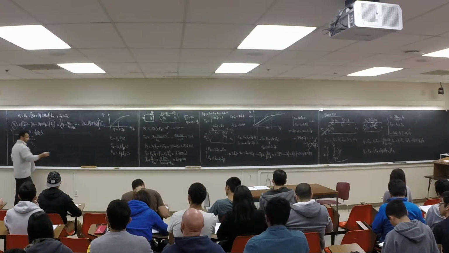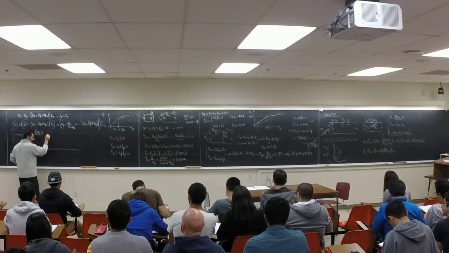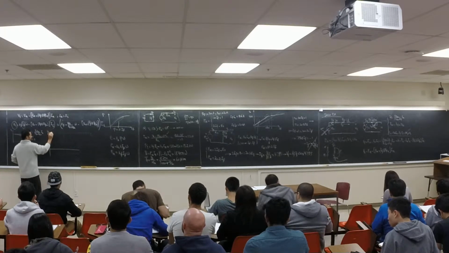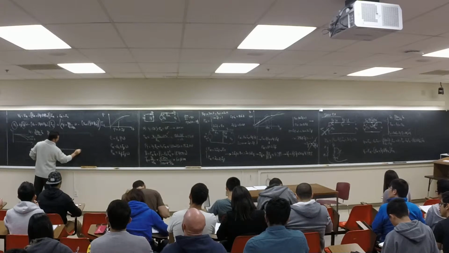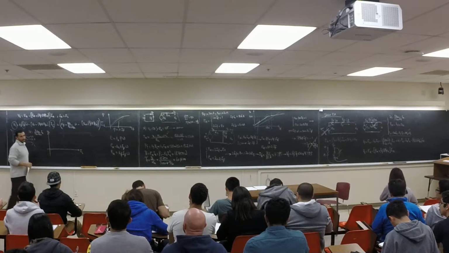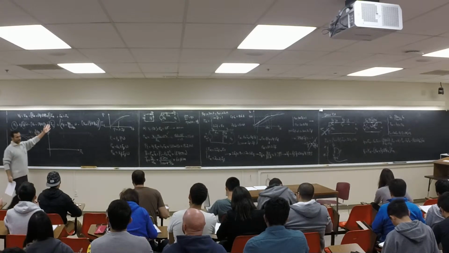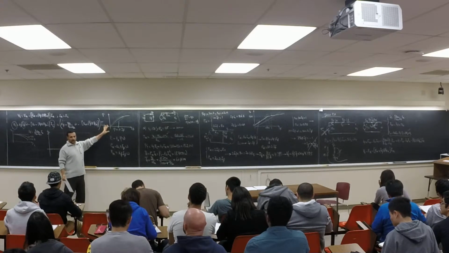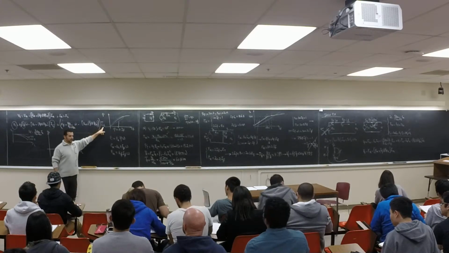Now let's plot it. Vt. If IL is 0, how much is Vt? 0. Because all this is a constant number, right? And 0 is going to be 0.